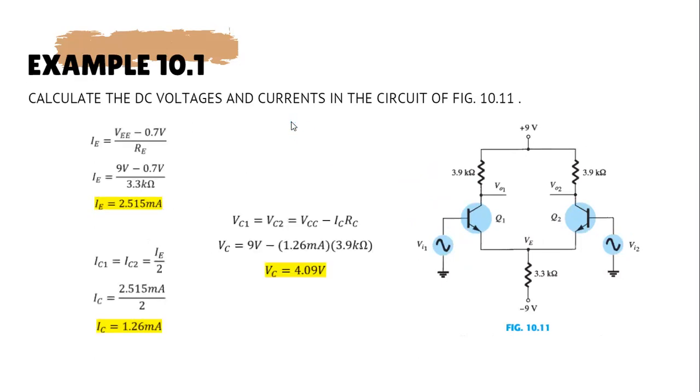Now for the DC analysis, first you have to solve for the emitter current, which is VEE minus 0.7 over RE. So 9 volts minus 0.7 volts over 3.3 kilo ohms, you have an emitter current of 2.515 or 2.52 milliamps. And the collector currents are exactly half of the IE. So you just divide IE by 2 to get IC, you have 1.26 milliamperes. Lastly, for the voltage VC, you simply follow the formula VCC minus IC RC. VCC is 9 volts minus IC of 1.26 milliamps times RC, which is 3.9 kilo ohms. You have VC equal to 4.09 volts.